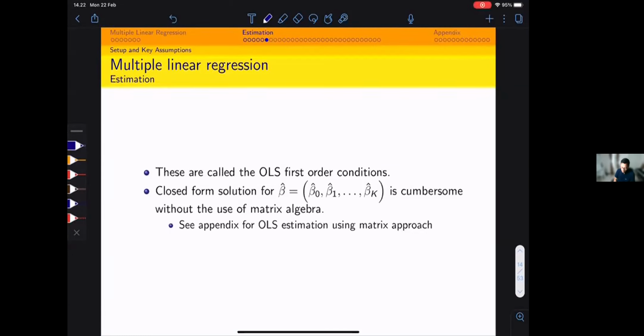Now, it's going to be quite cumbersome to do the closed form solution, and actually we don't want to do that. In practice, you could be regressing on 100 variables. Some of you may be regressing on more than 1,000 variables, so doing a closed form solution is not ideal. But what the machine can do is use matrix algebra, and with matrix algebra you can calculate things much faster.